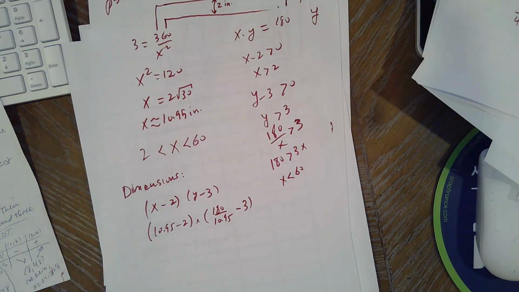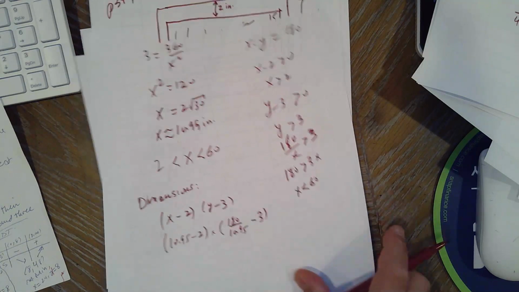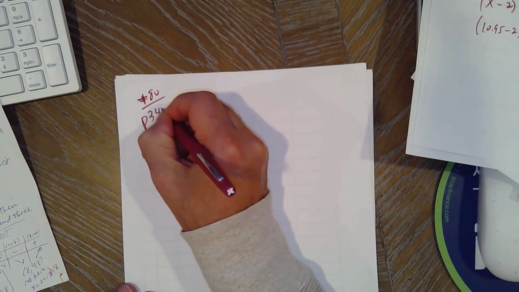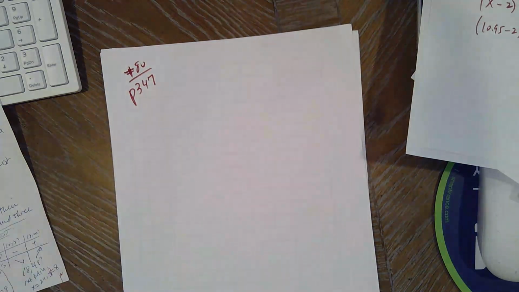Okay, the last one that I want to do is 80, page 347. Trying to do a variety of problems so you won't have trouble doing the homework, hopefully. You can see there's a lot of problems in there. Okay, there's a picture for us. So it says a steel pipe is being carried down a hallway that is 9 feet wide. At the end of the hall, there's a right angle turn into a narrower hallway 6 feet wide. What is the length of the longest pipe that can be carried horizontally around the corner?